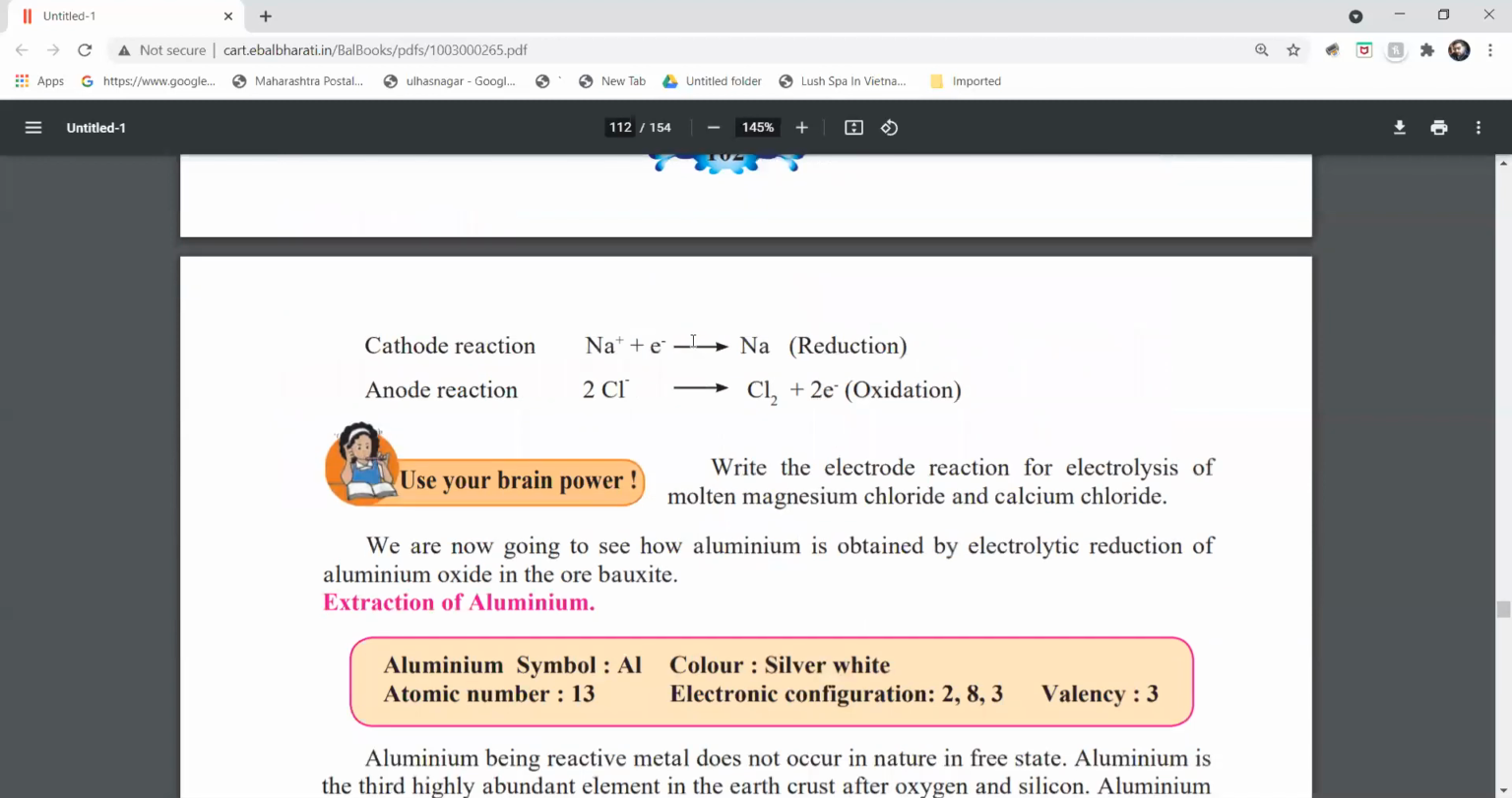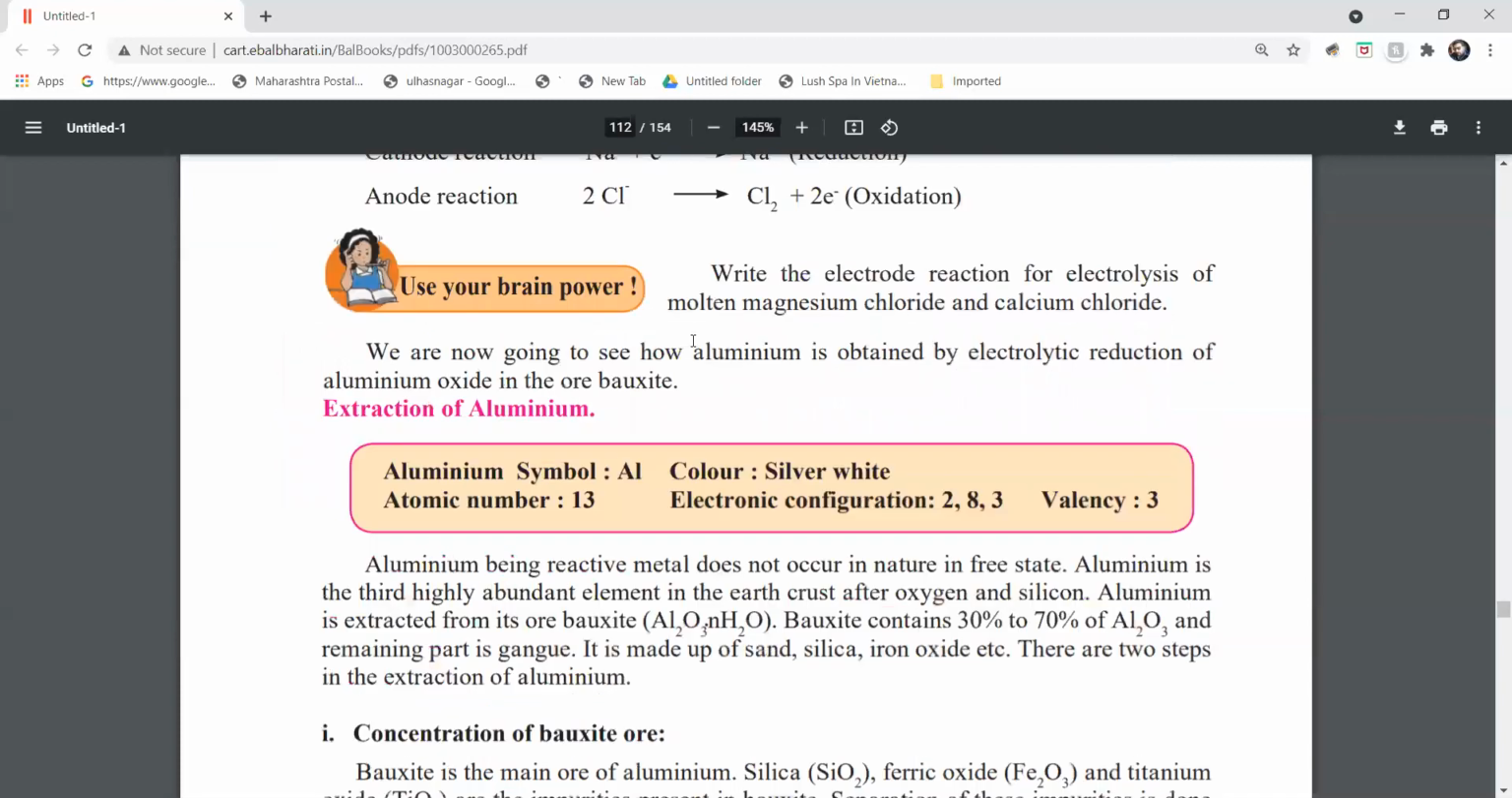Now we're going to see how aluminium is obtained from the ore bauxite. So the ore from which aluminium is obtained is called bauxite. And from that, we need to get aluminium out. Now, aluminium's symbol is Al. We all know that. Atomic number is 13. The electronic configuration is 2, 8, 3, and the valency is 3.